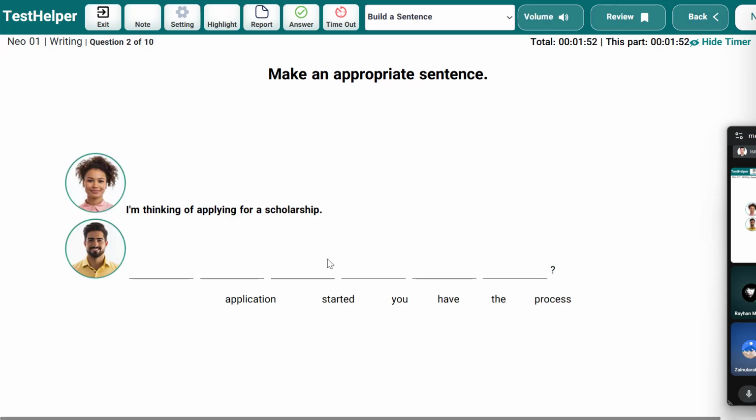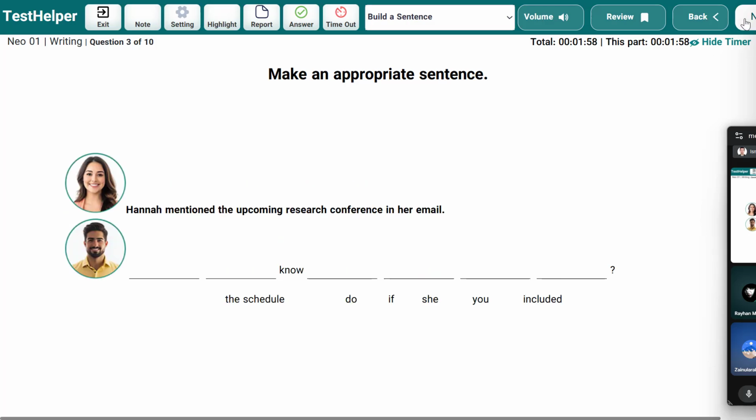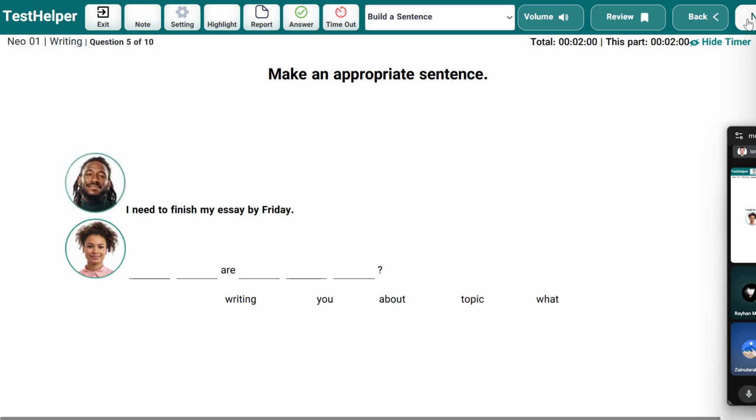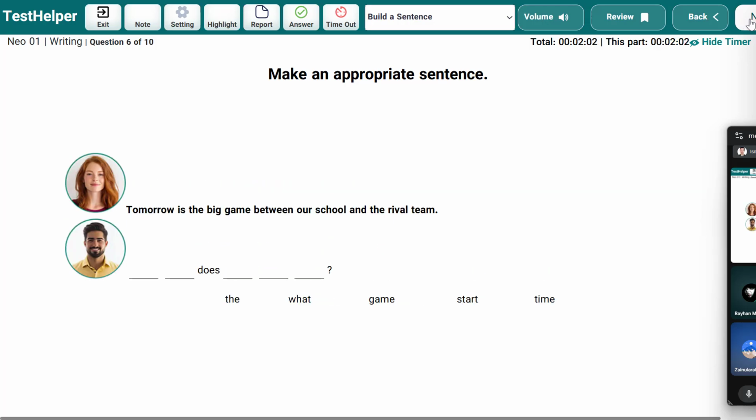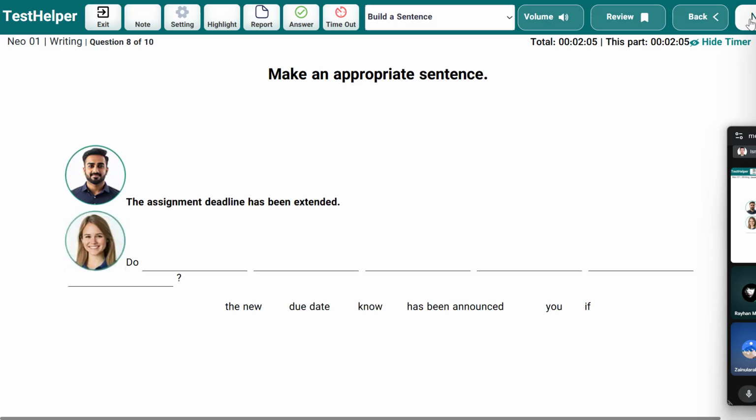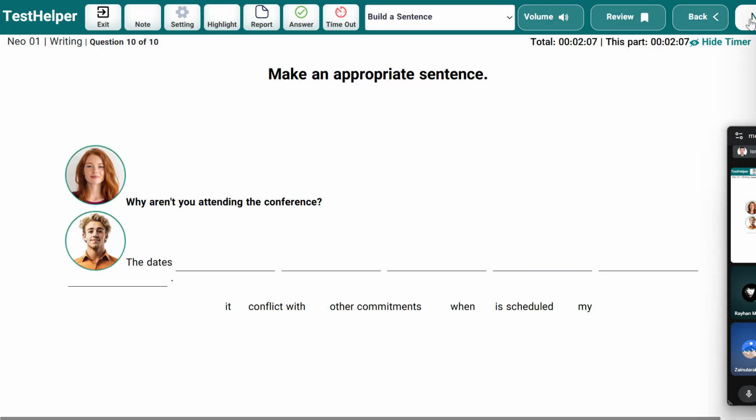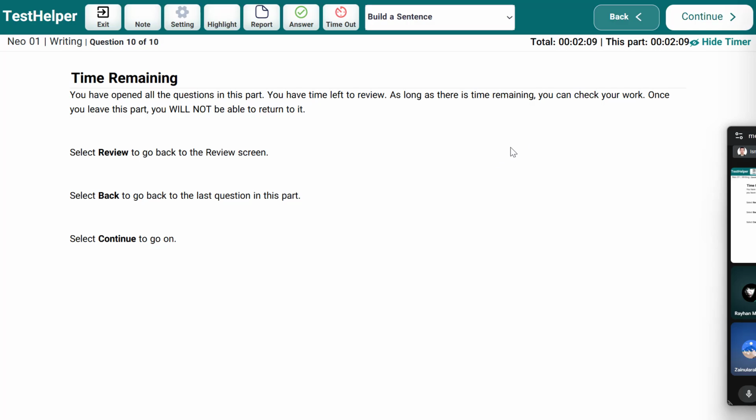Again, we have the build a sentence task. It works the same way, and the prompts we had. We have around 7 of them. This is the time remaining, so we still have time because we skipped.